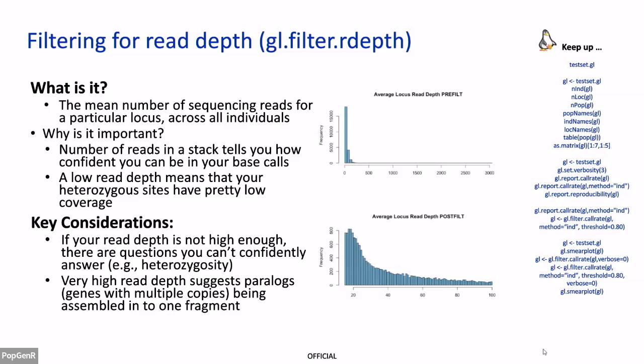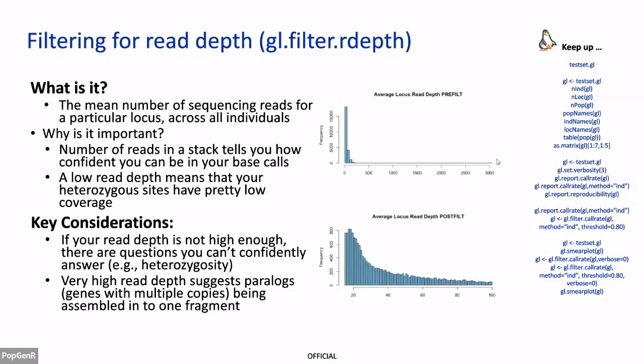And very high read depth can often suggest paralogs. So I was showing this. This is one of my data sets. The bars show how many of your SNPs had a certain read depth. Okay, so this is how many SNPs you have. So this is like 15, 20,000 SNPs that have a read depth from here to about 25, but then some of them go up to 3,000.